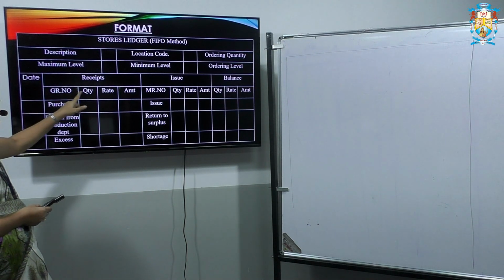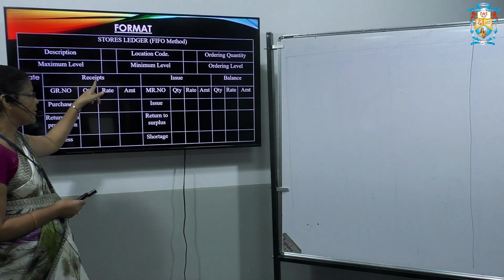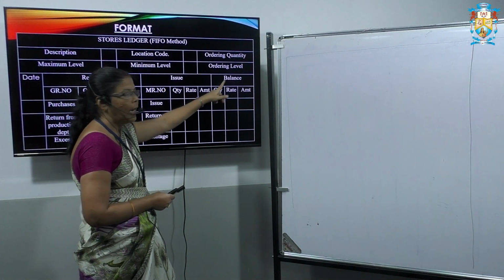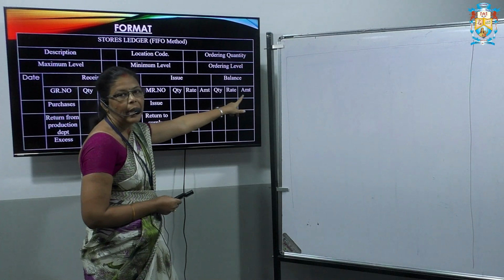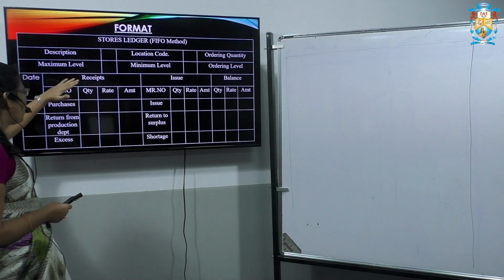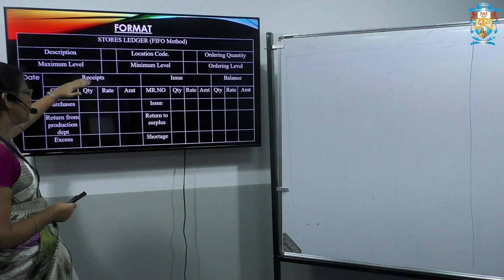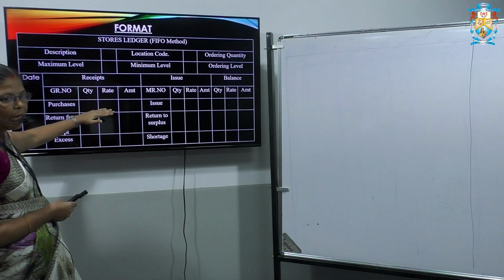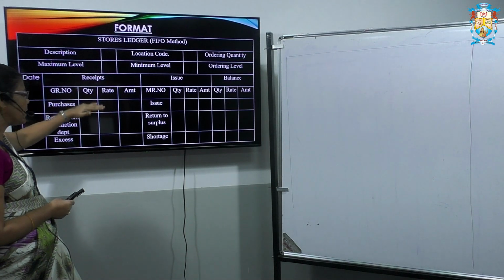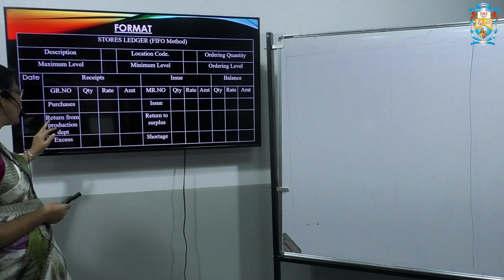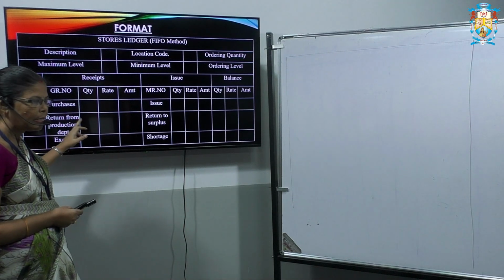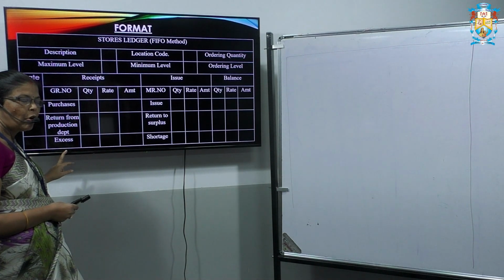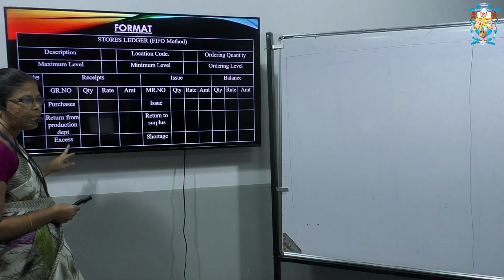In the receipt column: GR number, quantity, rate and amount. Then the issue column: MR number, quantity, rate, amount, and the balance with quantity, rate and amount. So all the purchases and issues should be entered here: how many quantities you have received, at what rate, and what is the total amount of that material. Sometimes some stock is returned from one production to another, that should be entered here. If any excess is received, that is also entered under the purchase column, that is the receipt.